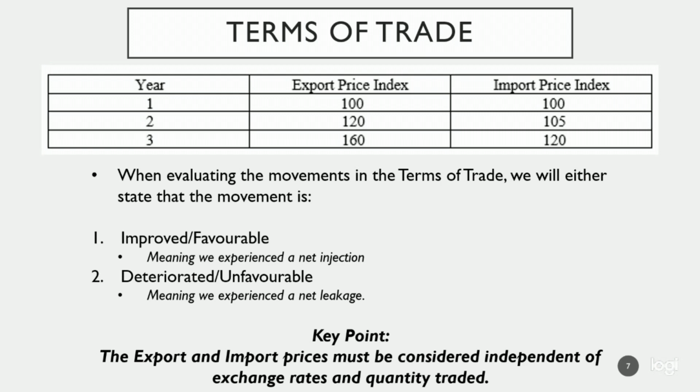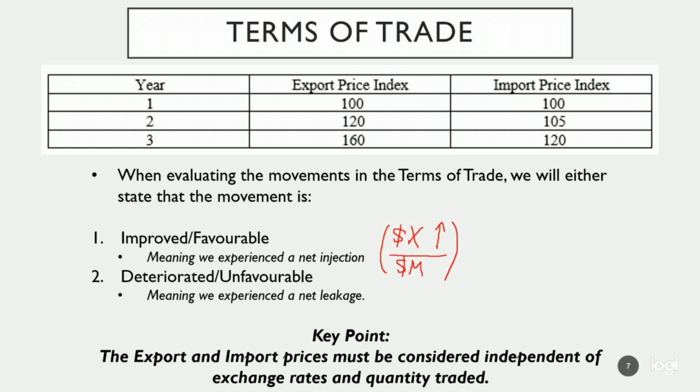And so there are two possible conclusions that can occur over a given period of time. The terms of trade can either become more favorable or unfavorable. For the terms of trade to be favorable, it means that the export prices are higher or have gotten higher relative to a change in import prices.